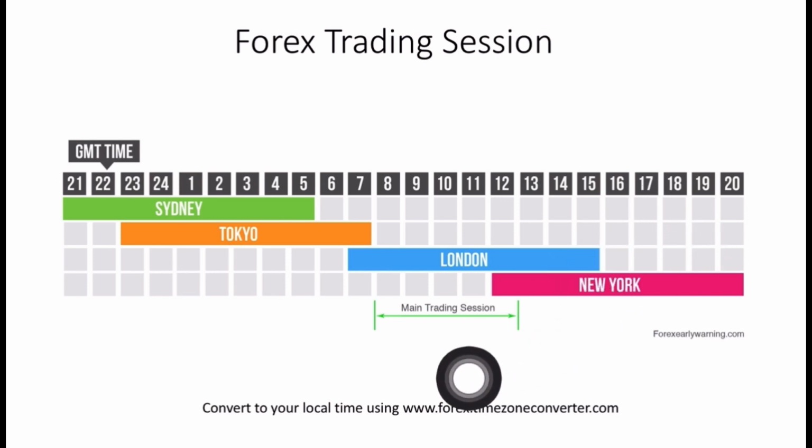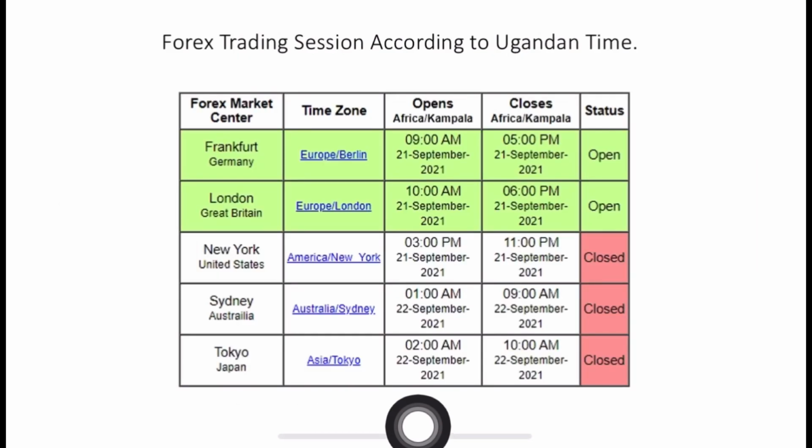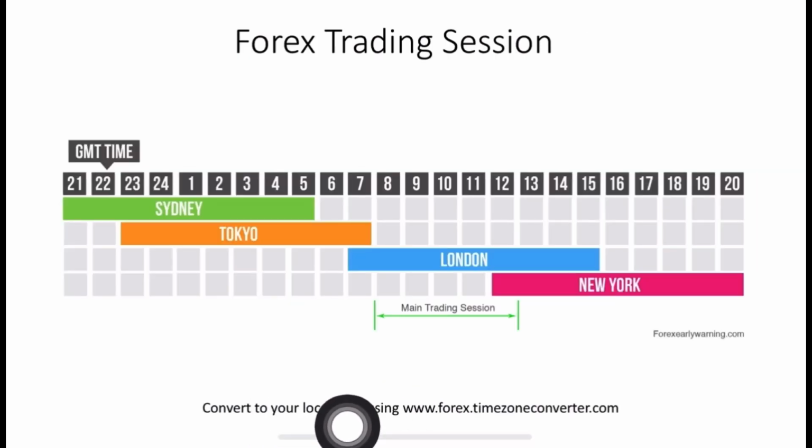Then the New York session opens at 12 midday and closes at 20, which is 7 in the evening, and this is GMT time. If you want to convert this time to your country's time, I don't know what country you may be in, but basically just go to the Forex time zone converter. As you can see, there's a link down here. Go to www.forex.timezoneconverter.com and convert these time sessions to the time of your country.